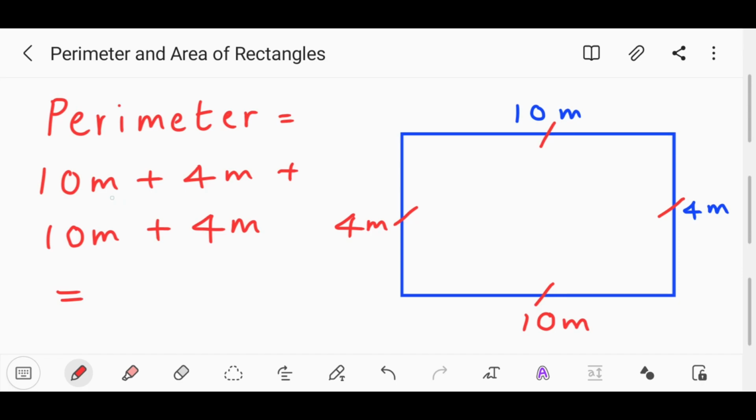So when we add this up, that's 10 plus 10, which is 20. And then 20 plus 4 is 24. And 24 plus 4 is 28. So the answer for the perimeter for this shape is 28 meters.